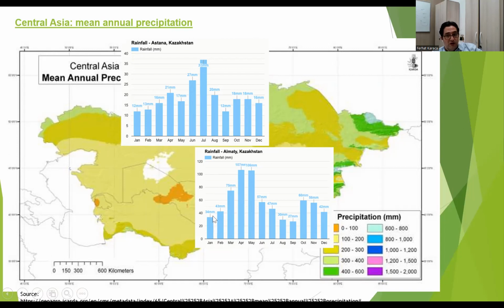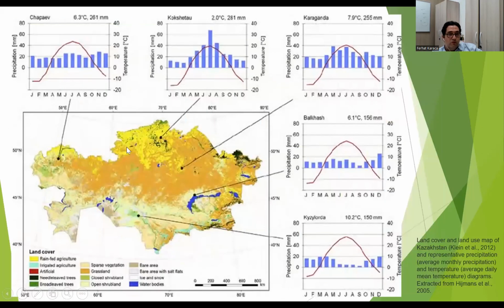And have a look at the range also. In Almaty, it is reaching almost over 100 millimeters, but in Astana it is maximum 35 millimeters. So Almaty is enjoying a good amount of rain, but Astana is not receiving that much rain. And there are too many details for the other parts of the city and the country. Yeah, you see that.